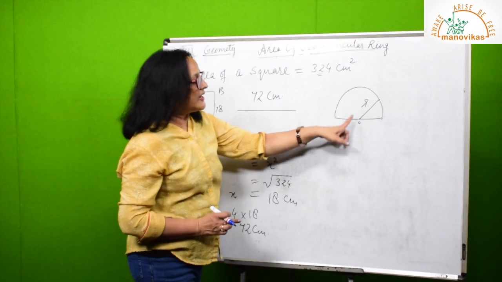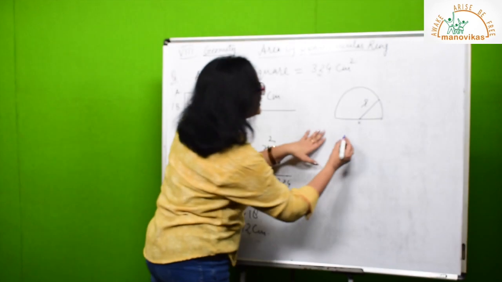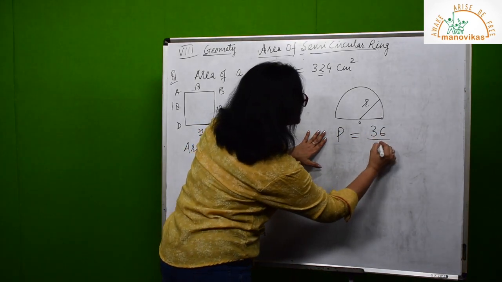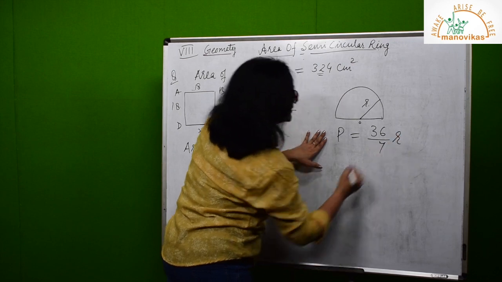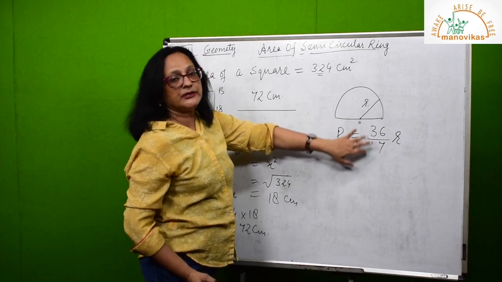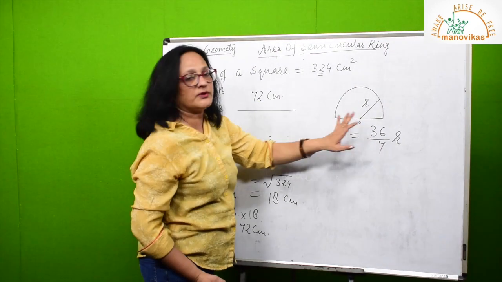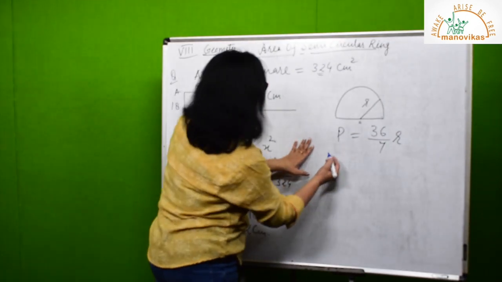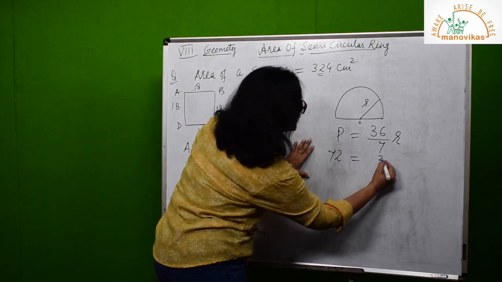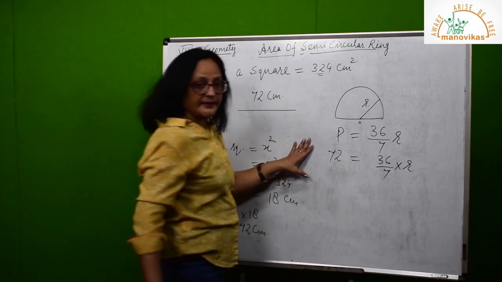So here again we will apply the formula for the perimeter of the semicircle. So P is equal to, as you know, 36 upon 7 R. This is the perimeter of the semicircle. Always you will apply this unless you are given pi is equal to 3.14. So here the perimeter is 72 centimeter, 36 upon 7, and R is to be found.